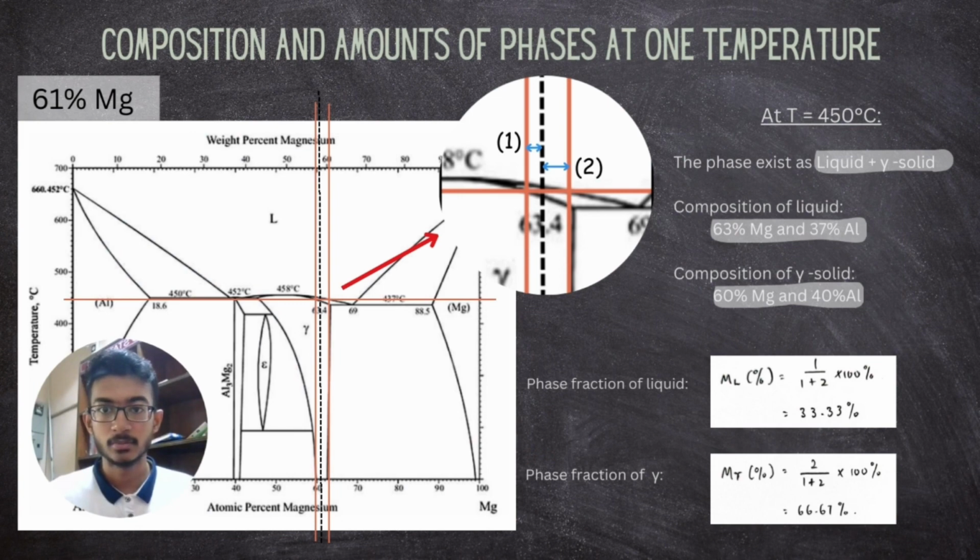Okay, now let's look at the composition and amounts of phases at one temperature. So the chosen temperature here is 450 degrees Celsius at 61% magnesium. So at this point, we have drawn a tie line, and the phases at this point are liquid plus gamma phase. So the composition of liquid at this point is 63% magnesium and 37% aluminium, while the composition of gamma is 60% magnesium and 40% aluminium. The calculated phase fraction for liquid is 33.33%, while the phase fraction for gamma is 66.67%.